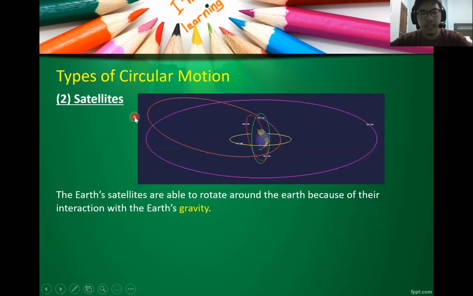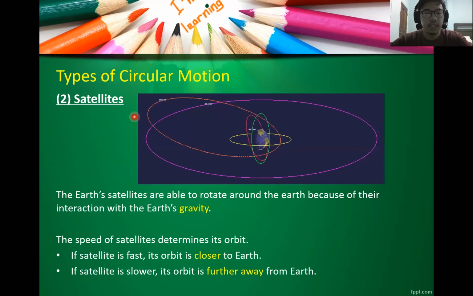The Earth's satellites are able to rotate around the Earth because of their interaction with the Earth's gravity. Again, they are orbiting because there is gravity between the Earth and these satellites. The speed of the satellites determines its orbit. If the satellite is fast, its orbit is closer to Earth. If the satellite is slower, its orbit is further away from the Earth.